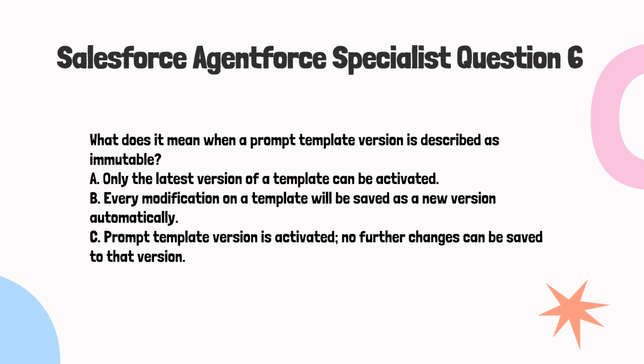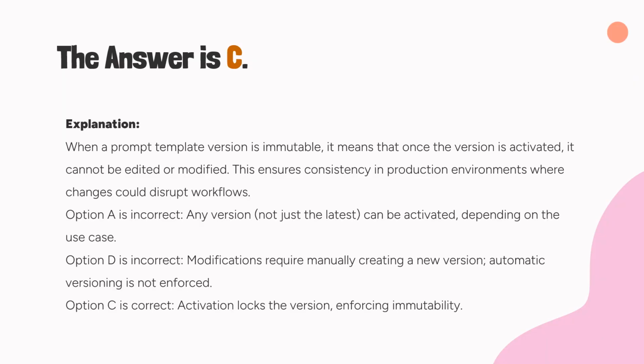What does it mean when a prompt template version is described as immutable? A. Only the latest version of a template can be activated. B. Every modification on a template will be saved as a new version automatically. C. Once a prompt template version is activated, no further changes can be saved to that version. The answer is C.